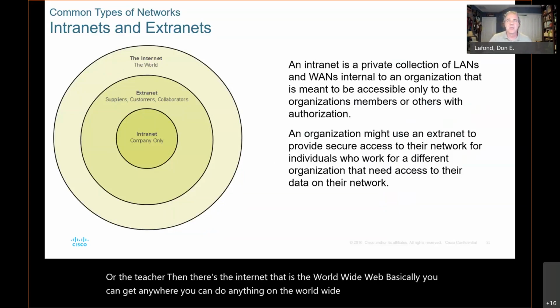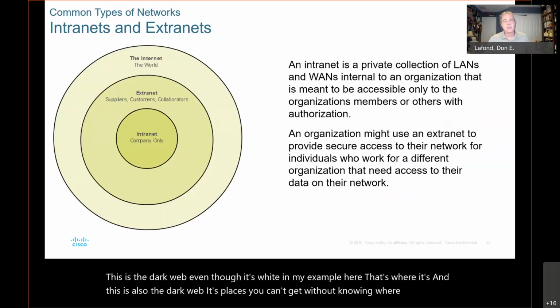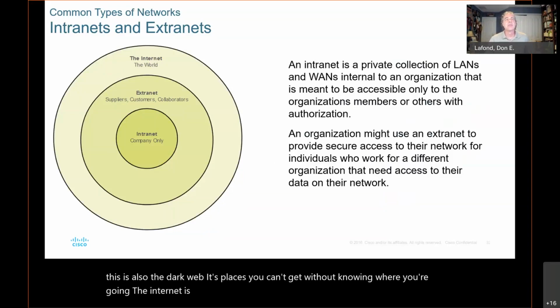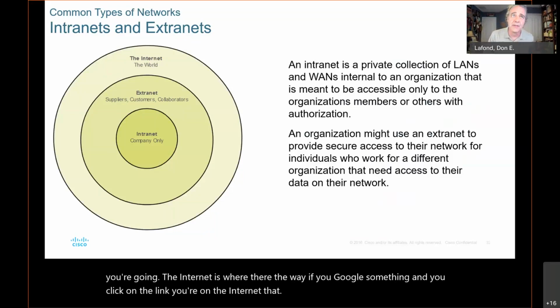Out here in the white, this is the dark web, even though it's white in my example here. That's where, and this is also the dark web, it's places you can't get without knowing where you're going. The internet is where, if you Google something and you click on a link, you're on the internet. You know that. Routers and switches handle all three of these.